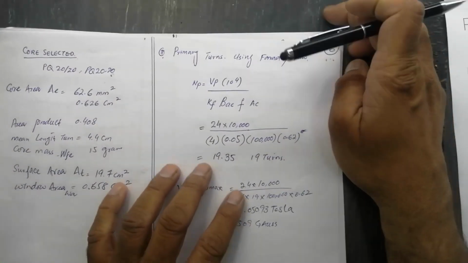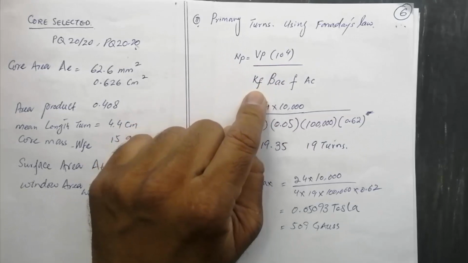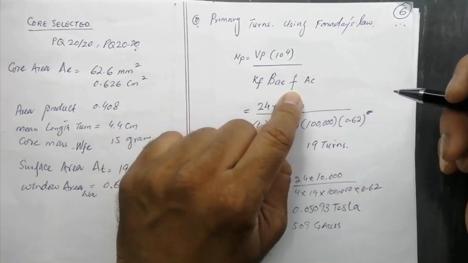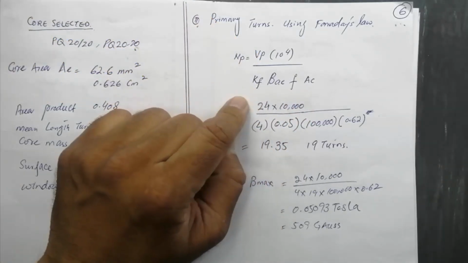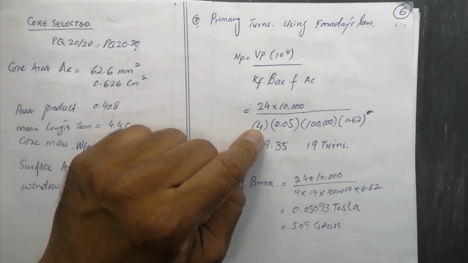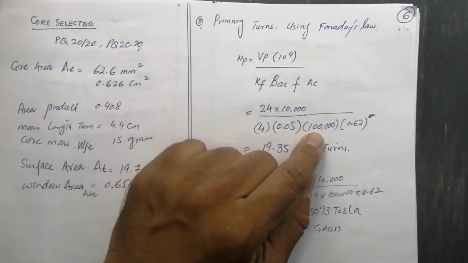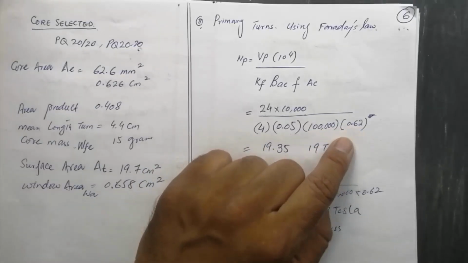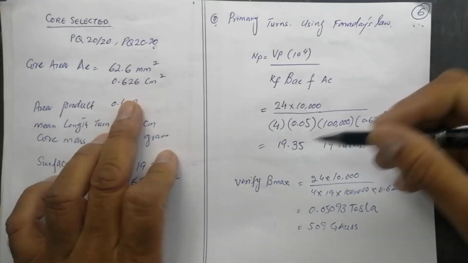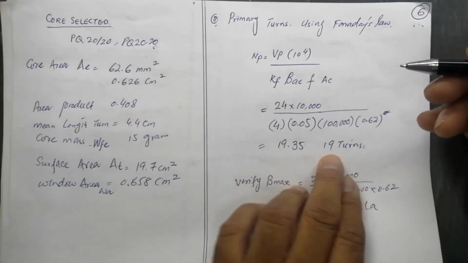calculate the number of turns. For number of turns, N primary, V primary 10 raised to power 4, KF, BAC, FAC. KF is frequency constant, BAC is 0.05 Tesla, 100 kilohertz frequency, and 0.62 is the cross-sectional area of the core, in centimeter. So we need 19 turns, 19.35 is the result, and we can select 19 turns.